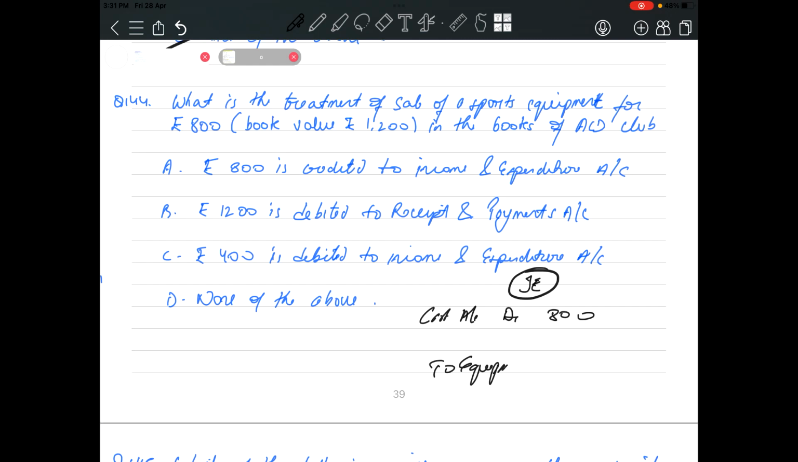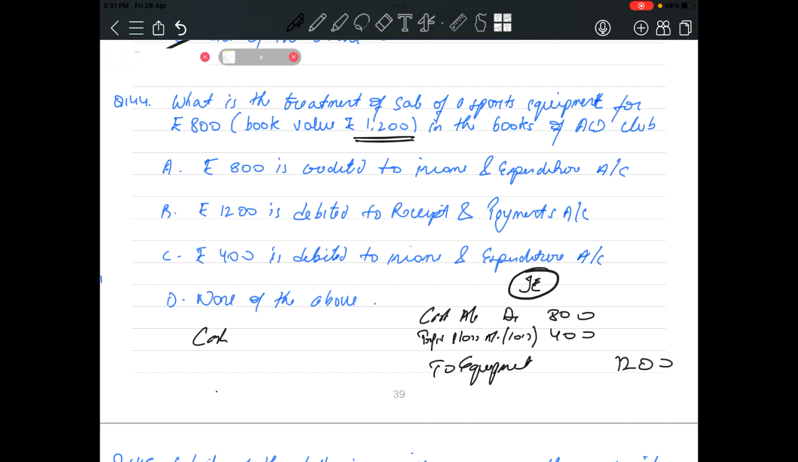equipment account. What is the value of equipment? 1200. So there is a difference of 400 rupees, right? Now again, think of profit and loss account, in case of companies that are profit oriented. Where will this difference go? It will go to the debit side of profit and loss account. Basically, this is a loss on sale of 400, right?